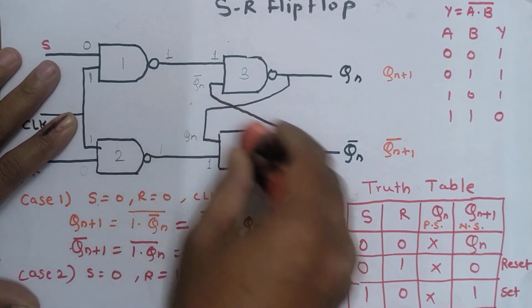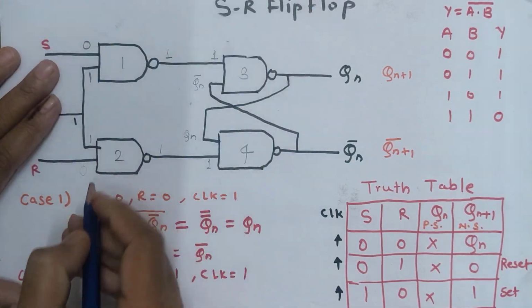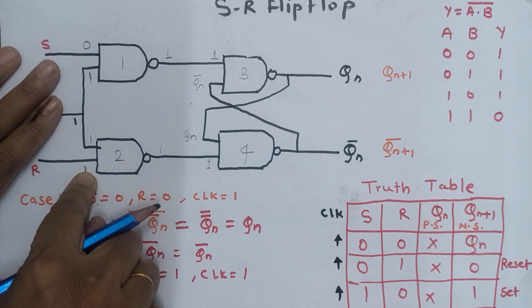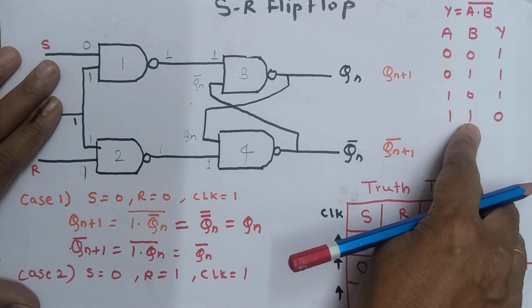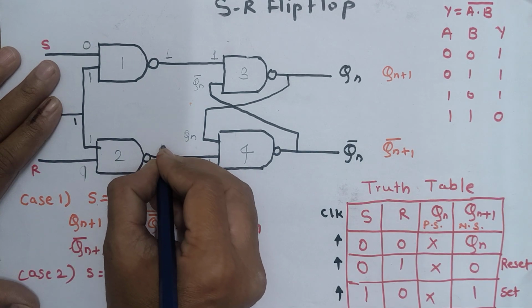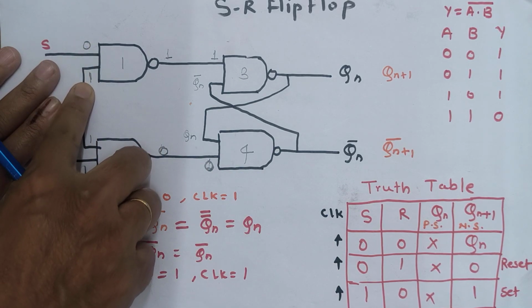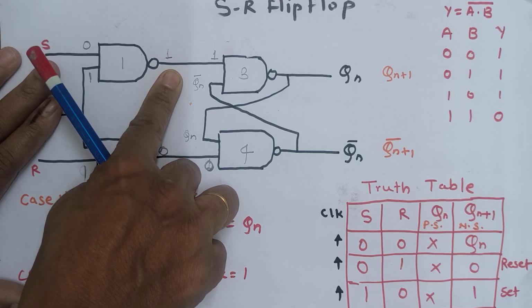So that we are going to write down here. S is 0, R is equal to 1. So 1 into 1, the NAND gate output will become 0. This output will come over here. So here 0 into 1, that is the same as the previous one, 1.